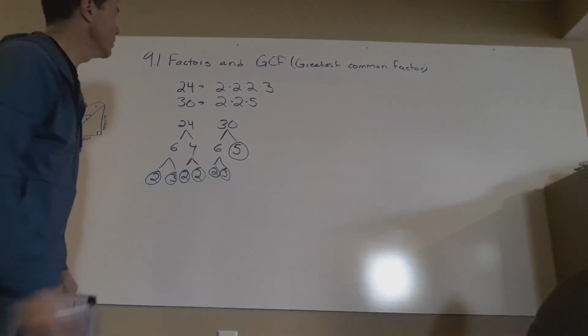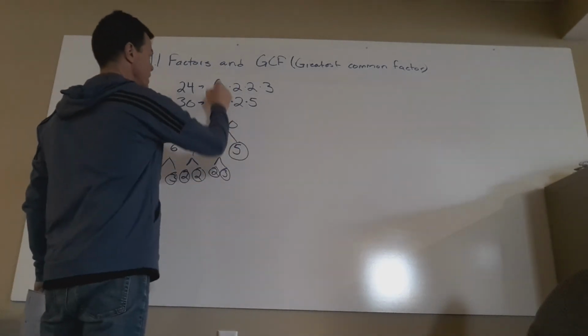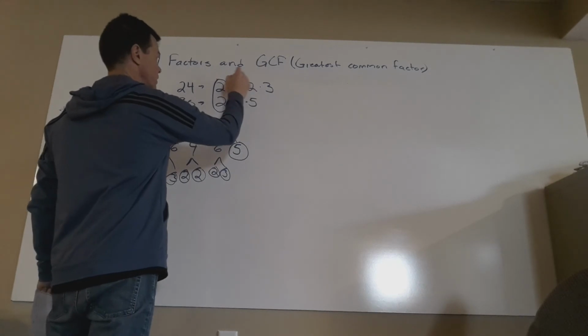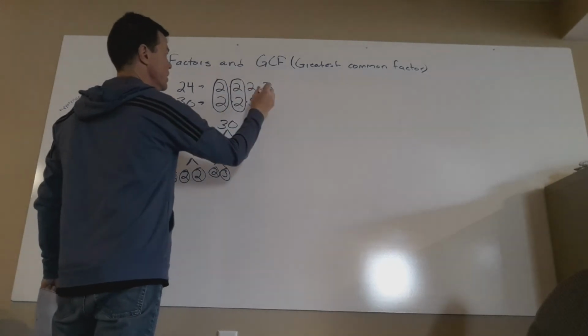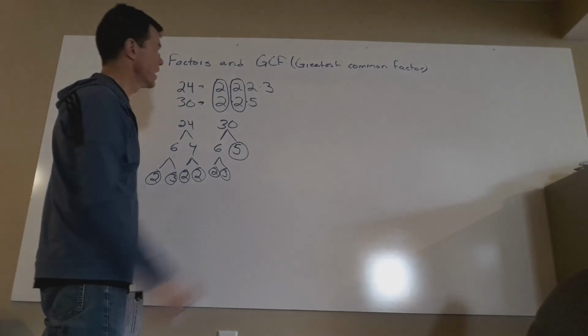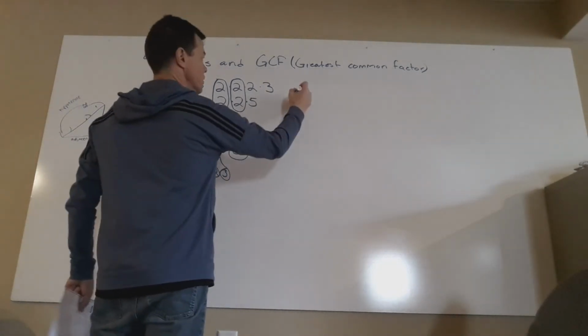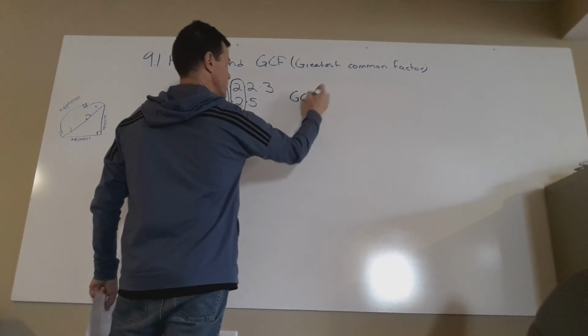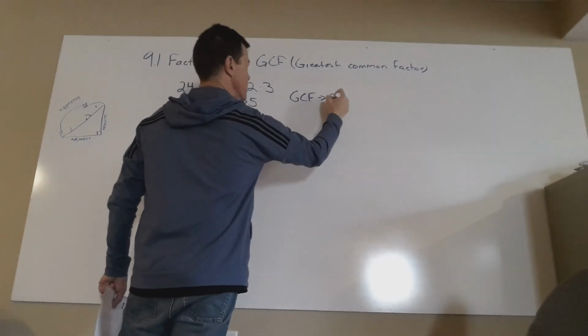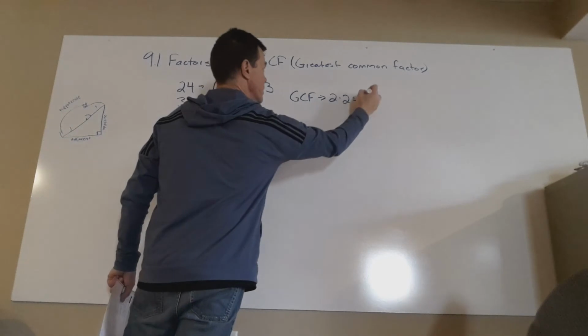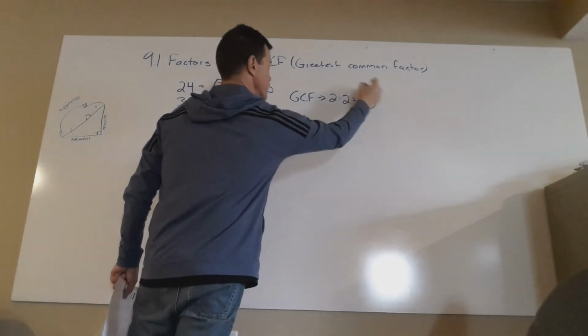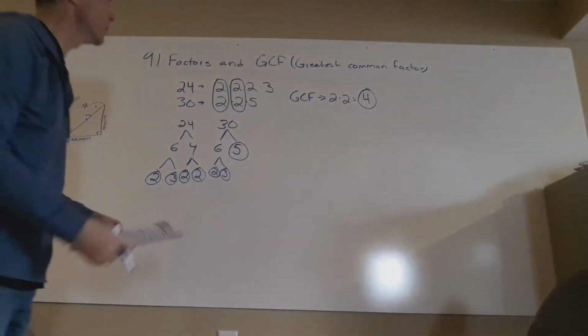And now we want to look at what's common. Well, the 2's are common. Another group of 2's are common. And that is it. There's nothing else. You have a 2, 3, and a 5. Those are not common. So your GCF would be 2 times 2, which of course simplifies to 4. The greatest common factor between 24 and 30 is 4.